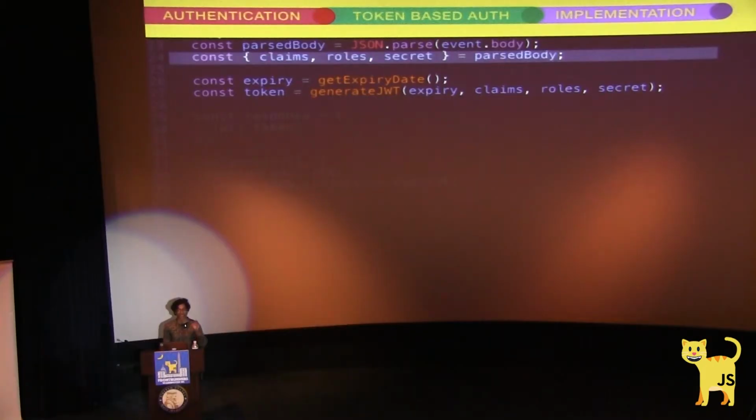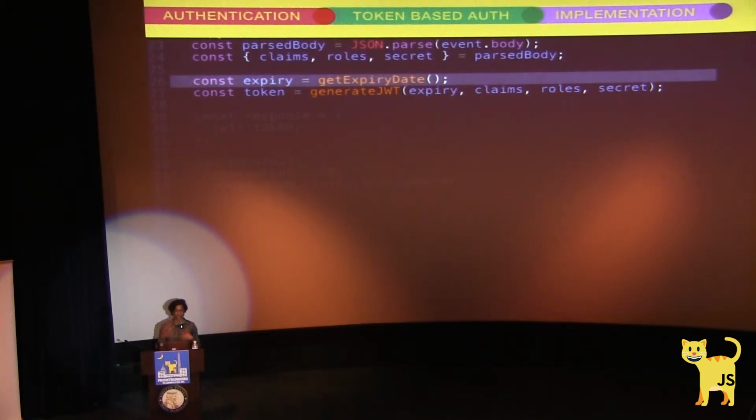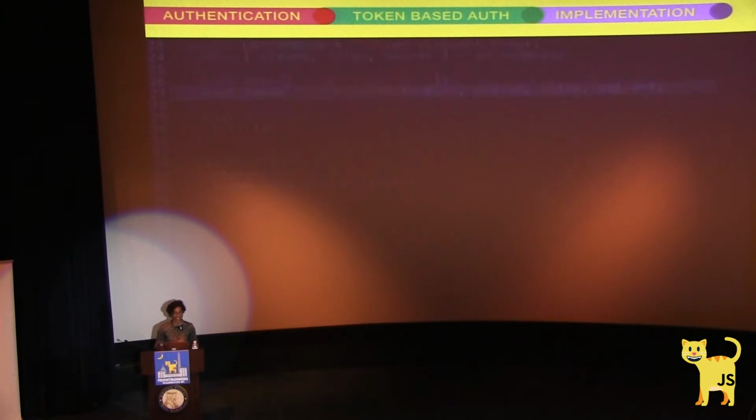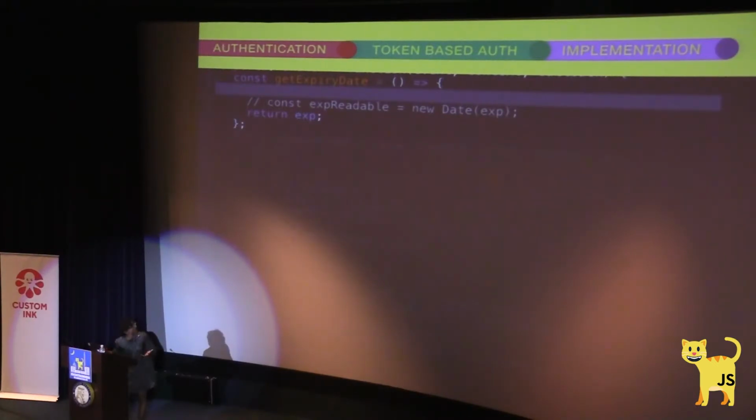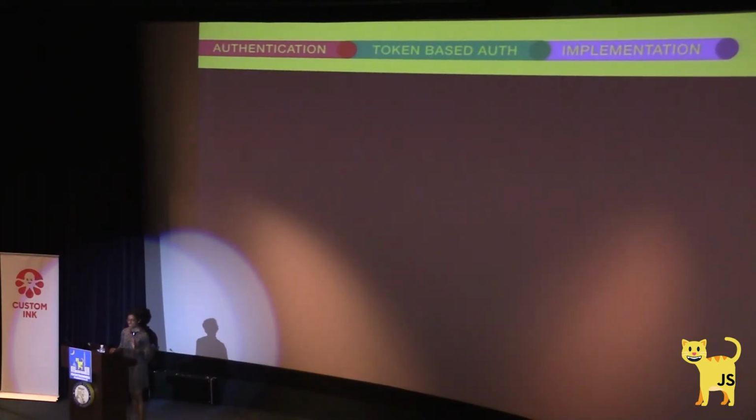So there's claims, roles, and secret. Secret is my super secret. I'm not going to tell you. It's a secret. And then roles is whatever, if it's a visitor, an admin, editor, and so on. And then claims is just extra metadata associated. And then all I'm doing here is getting an expiry date. I will show you the code in a second. And then I'm calling generateJWT with all of this information. So getExpiryDate. Where is my code? It's gone. Never mind. It is all good.